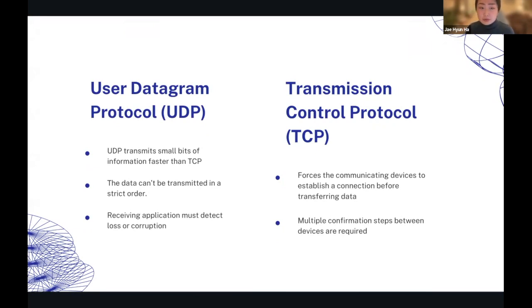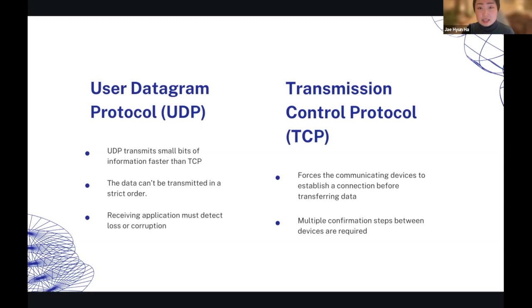User datagram protocol, UDP, is a datagram-based protocol that sends the media stream as a series of small packets, which is a straightforward and efficient process. However, the protocol does not have a mechanism through which to guarantee delivery, which means that it's up to the receiving application to detect loss or corruption and recover that corrupted data using error correction techniques.